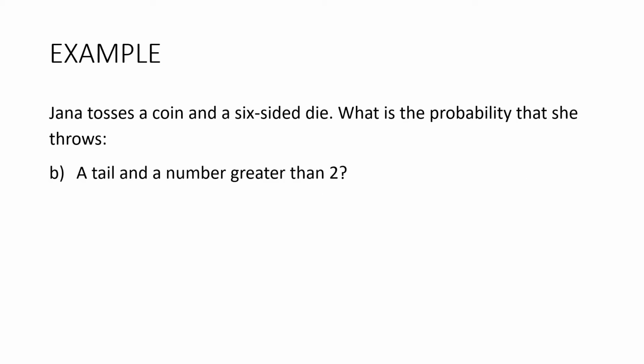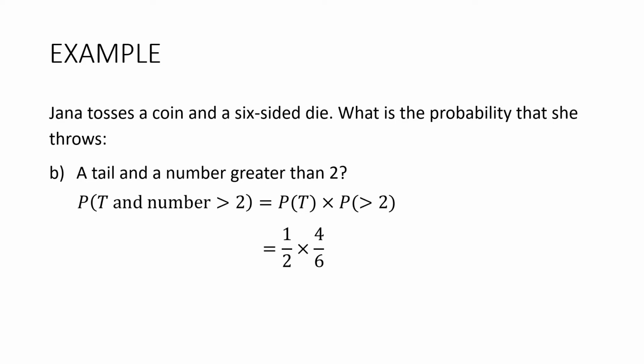Here's another example. What's the probability that she throws a tail and a number greater than 2? Okay, so this is how we write it. Probability of a tail and a number greater than 2. It's going to be equal to the probability of tails multiplied by the probability of greater than 2. Okay, probability that we throw a tail is 1/2. And then a number greater than 2, we want a 3, 4, 5, or 6. So that's 4 out of 6. And then multiplying those together and simplifying, we get 1/3.